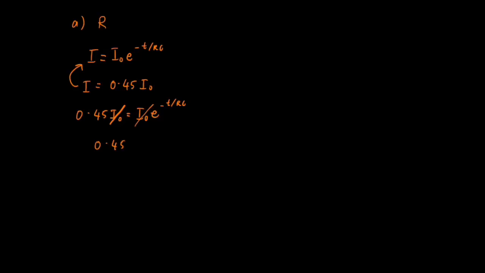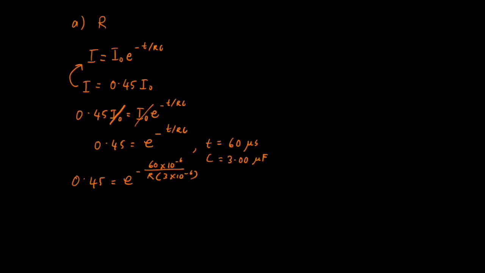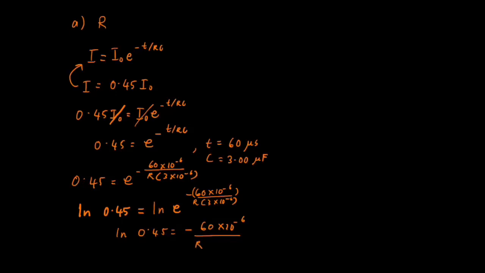You can cancel out I naught from both sides, and then what you have to do is substitute in time and also capacitance. They are both given in the question. Time is 60 microsecond and the capacitance is 3 microfarad. Substituting those values will get you the equation in this form. And now we have exponential, so to get rid of the exponential, you have to use ln. ln 0.45 is equal to ln exponential of that, and then you can cancel out the ln to get this, and then you just have to use your calculator to solve for R. The final value of R will be 25 ohms.